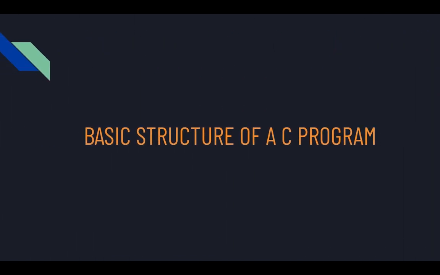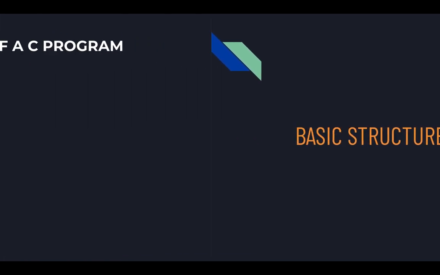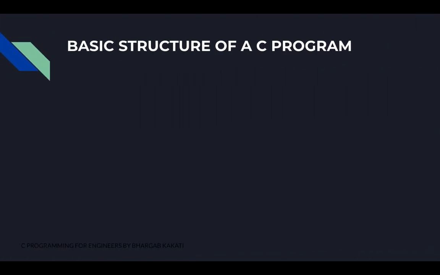Now let us see the basic structure of a C program. What is the meaning of basic structure? Basic structure means the skeleton of a C program. So in a C program, there are certain parts, and those parts which are mandatory to be given come in the basic structure of a particular programming language. So let's see the basic structure of a C program.